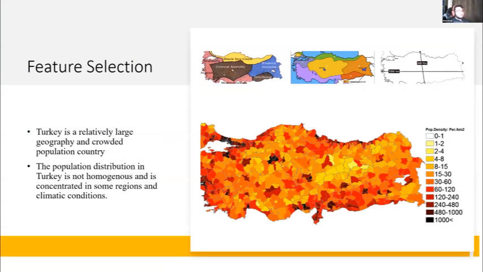I want to talk about my feature selection. Turkey has a relatively large geography and a crowded population, but the population distribution is not homogeneous. It's concentrated in some regions, some climates. As you can see, the west side and mostly coastal areas.